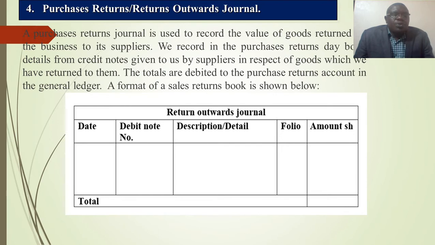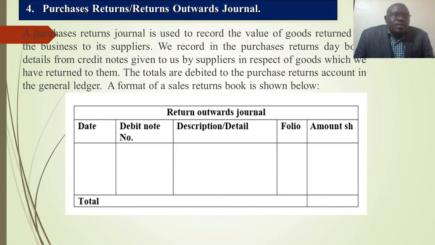So once the goods have been returned to the suppliers, we don't expect to make payments for such goods. So we have to create a record of the goods which we have returned back to the suppliers for purposes of knowing the exact amount which we are going to pay our suppliers. So that record which shows the amount of goods returned back to suppliers is what we call purchases returns journal or returns outwards journal.